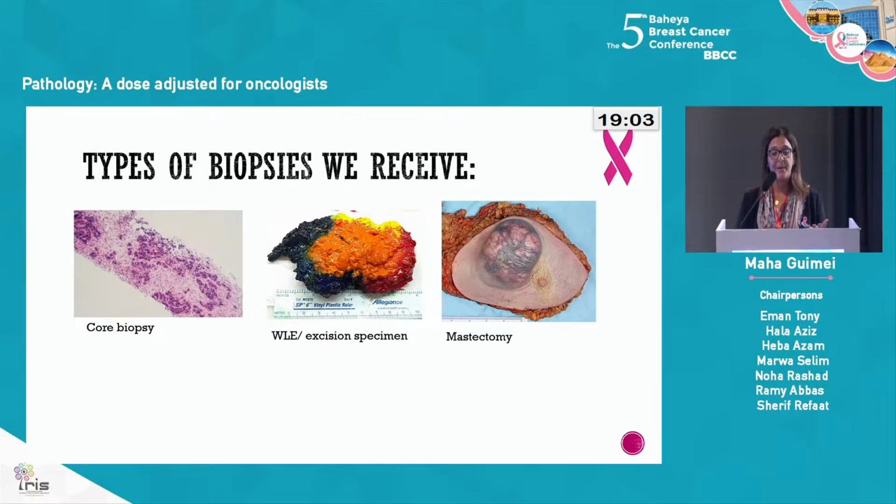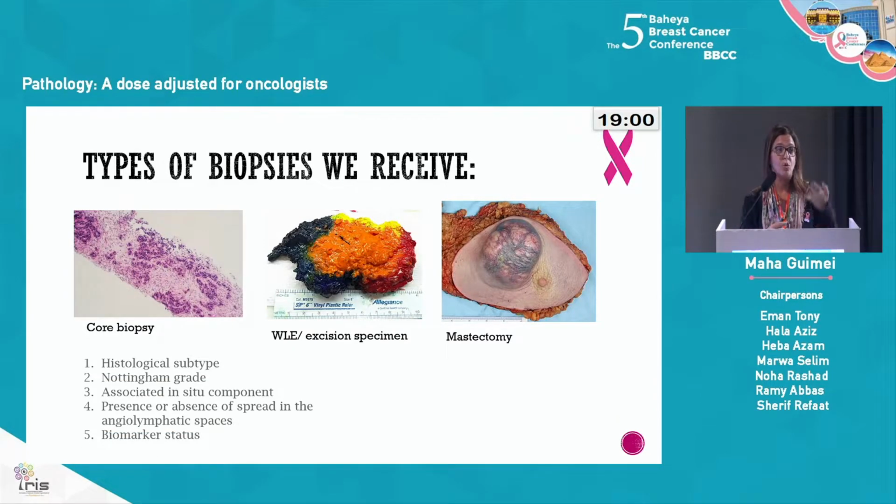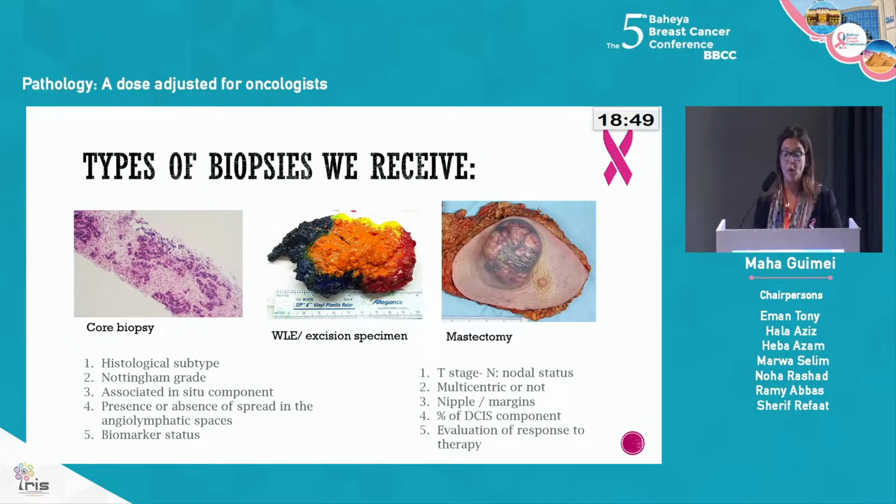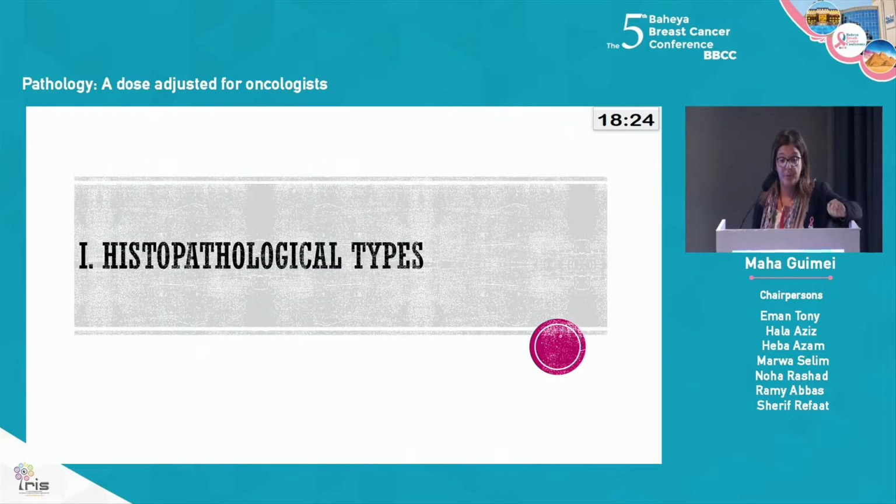لما we examine these specimens بنطلع بمعلومات مهمة that is going to appear on the report that you are receiving. أهم المعلومات دي بالذات من السبيسيمنز الصغيرة، الهيستولوجيك subtype، النوتنغهام جريد، الانسايتو component، presence or absence of angiolymphatic invasion and the biomarker status. كل ده بنعرفه لحتى من السبيسيمن الصغيرة الكور بايوبسي. When we receive the bigger specimen المعلومات بتزيد اللي احنا المفروض نحطها على الريبورت and will include the stage، the TNM، being multicentric ولا لا، ال DCIS البرسنتج بتاعه بنقيسه في التيومر هو قد ايه، and we evaluate the response to treatment إذا العيانة أخده neoadjuvant chemotherapy.